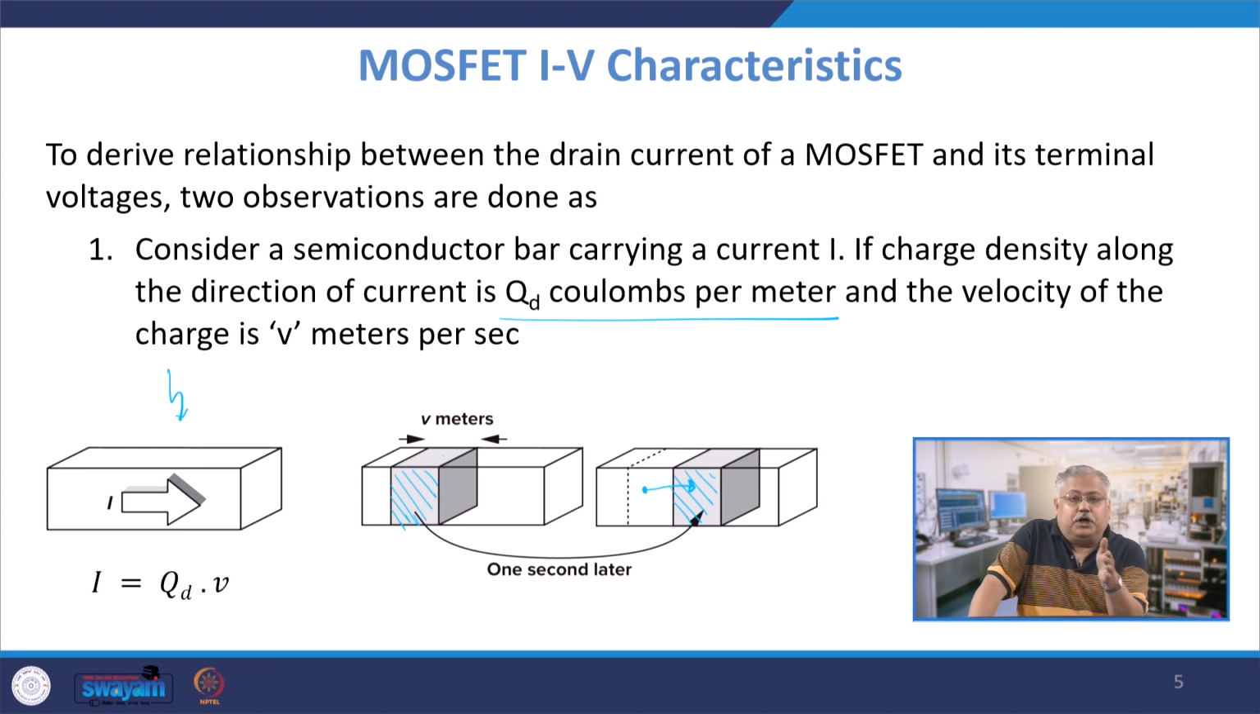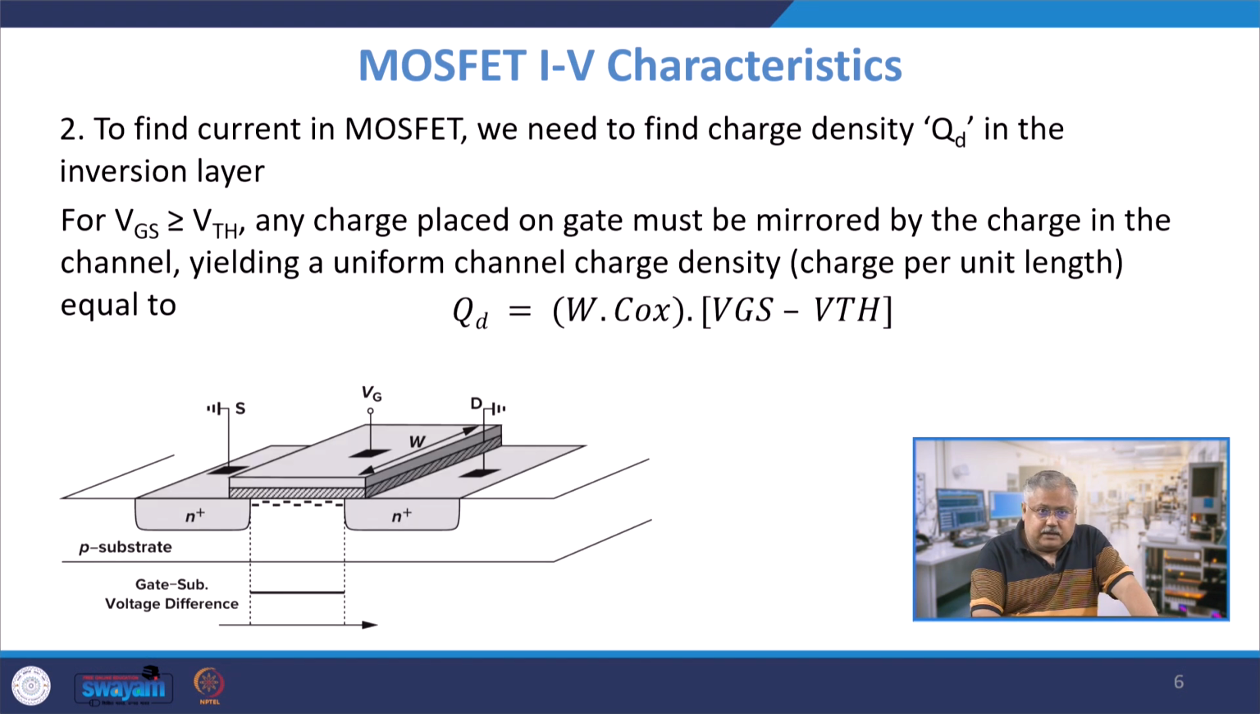So, if you want to determine how much current is there, you just need to multiply QD with V, and then you can get the value of that. That said, you need to calculate the value of QD. QD is the charge density, and that is what is written in the first point of the IV characteristics, that the IV characteristic tells me that we need to find the charge density QD in the inversion layer.